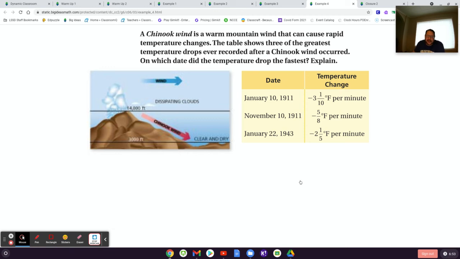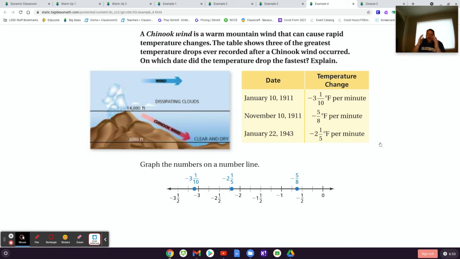All right, so just looking at that, some of you might be able to do this in your head, but if not, it's good, again, to put these on a number line. So negative 5/8 is between 0 and negative 1. Negative 2 and 1/5 is just past negative 2 on the number line. And then negative 3 and 1/10 is past negative 3 on the number line, making it the furthest to the left, meaning it's the one that dropped the fastest. It's the biggest negative number. It's the smallest number on here, but it's the biggest change from 0. So there we go, January 10th, 1911. It's quite a while ago.